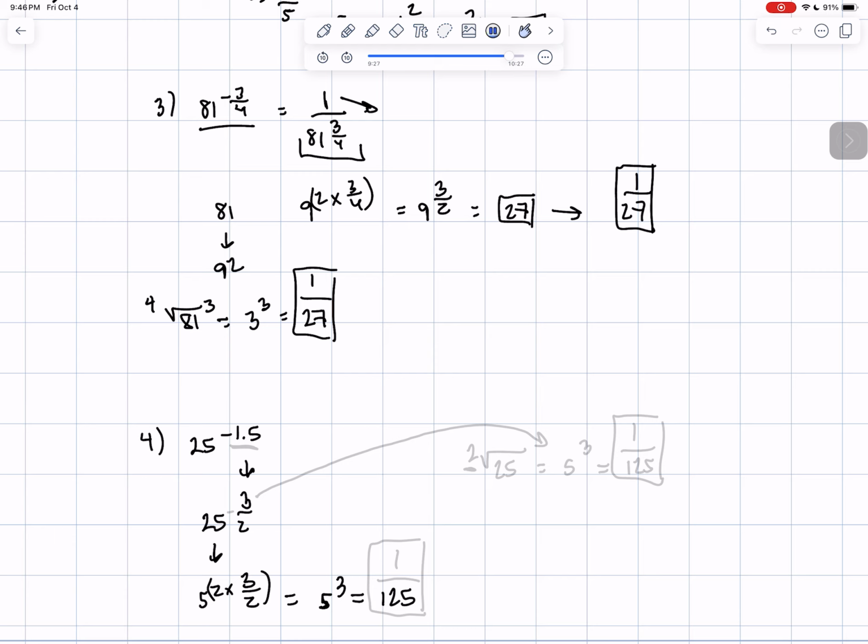But am I done? No. Well, what did I forget in the first thing? I forgot to put the negative. So the negative tells me it's going to be 1 over 125. So just remember, if it's negative here, you have to make sure that it's in fraction form.